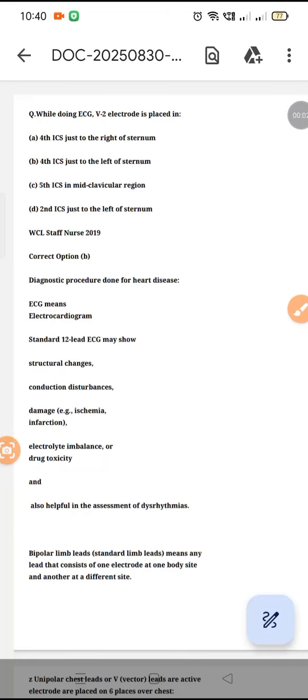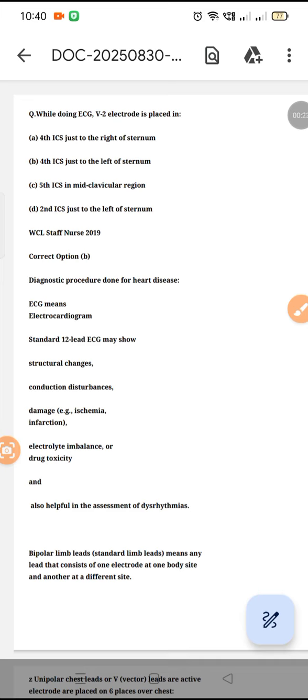Hello everyone. Now we are going to discuss one important question. It will help in skill based exam also. The question is, while doing ECG, V2 electrode is placed in. So while doing ECG, where we will keep the V2 electrode, that is what the question is asking.